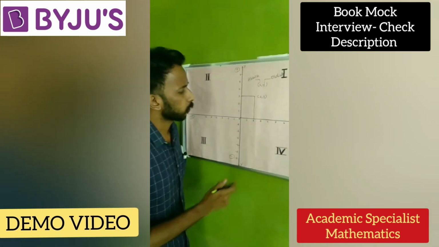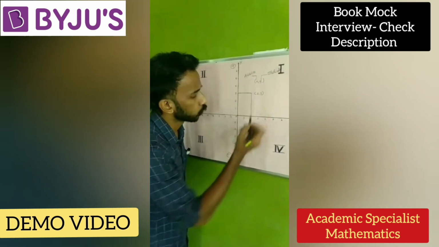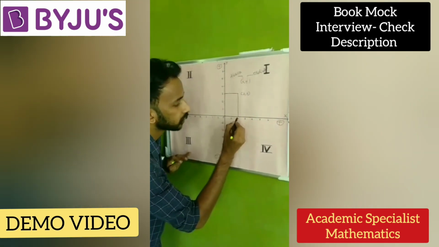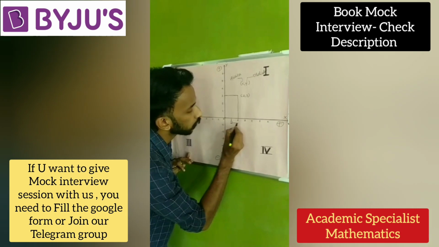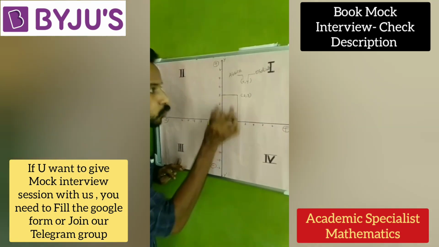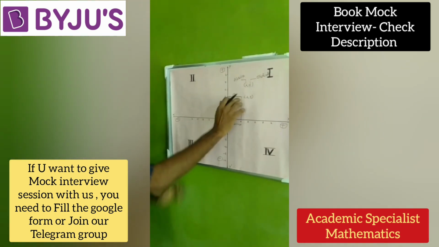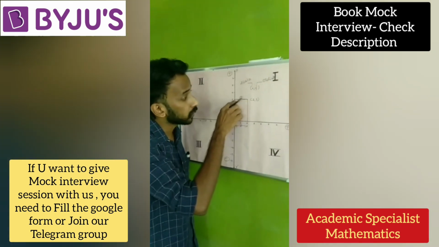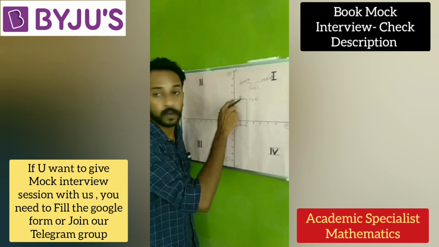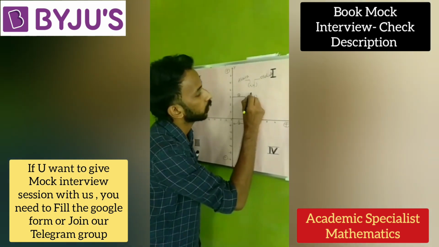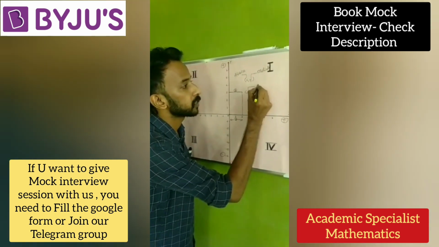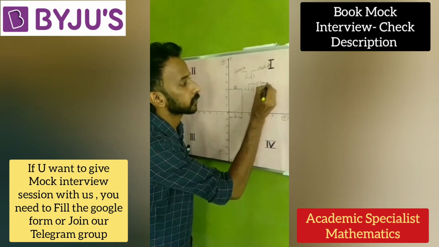One more thing about it: what is 2? 2 is the x coordinate, and this 2 is the 2 unit distance from the origin. These two distances are the same. Here is also 2 unit distance. And what is this line? This is the perpendicular distance of the point from the y-axis. And the x coordinate is known as the perpendicular distance from the y-axis.